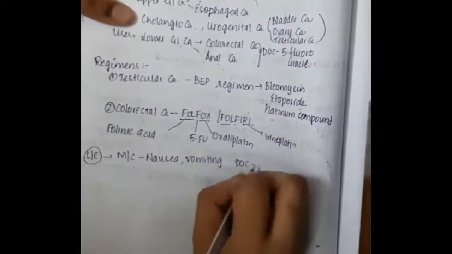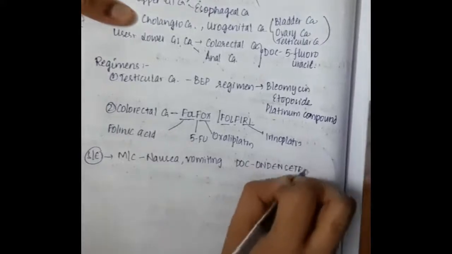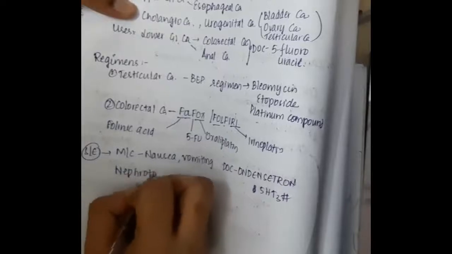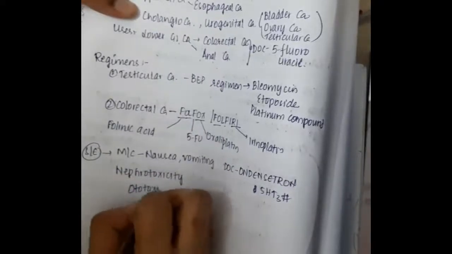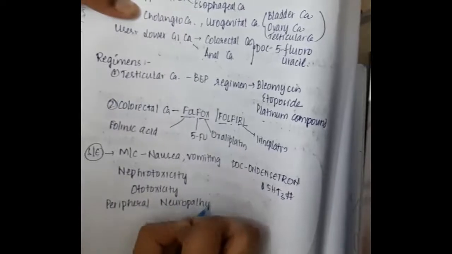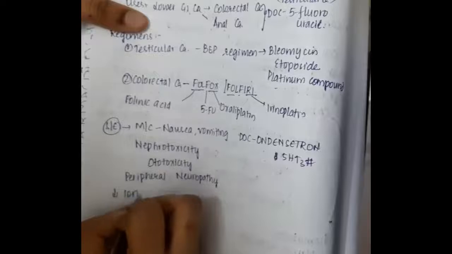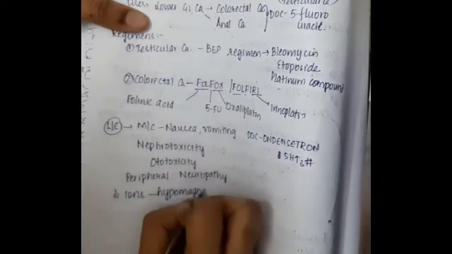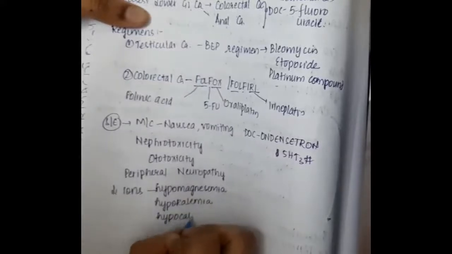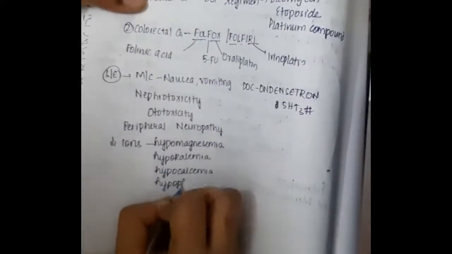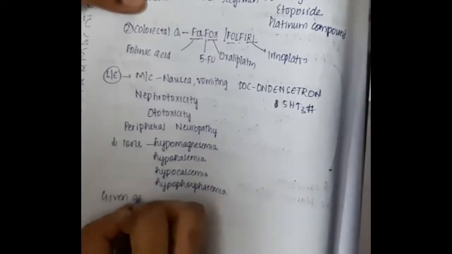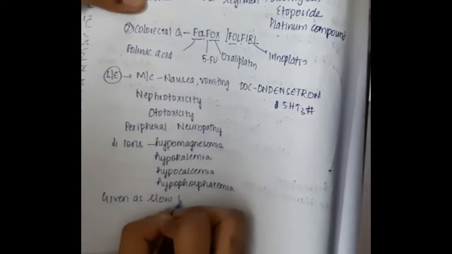Then side effects are, this most commonly causes nausea and vomiting. Drug of choice for this is ondansetron, which is a 5-HT3 blocker. Cisplatin also causes nephrotoxicity and ototoxicity. It causes peripheral neuropathy, and it decreases ions, especially causing hypomagnesemia, hypokalemia, hypocalcemia, and it also decreases phosphate causing hypophosphatemia.